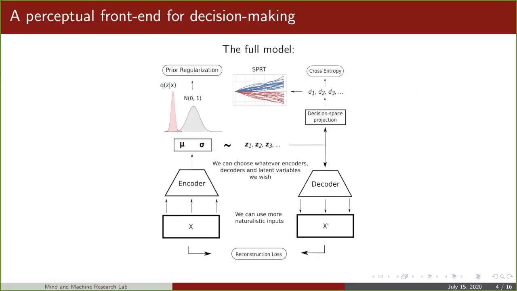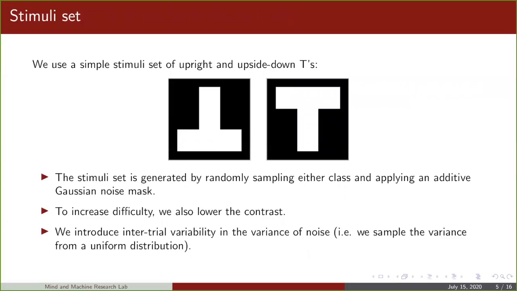Okay, so this is the model that we're going to use. To test it, we're going to use a very simple stimulus set consisting of upside down and upright T's, which is the decision that the model must make. And we're going to manipulate the stimuli in different ways by changing the contrast and adding noise with different intensities. This is basically to understand a bit what the model does to solve the task.